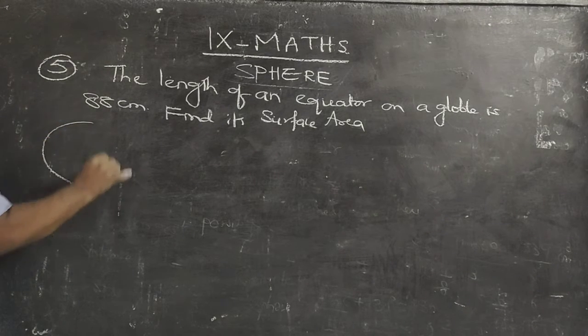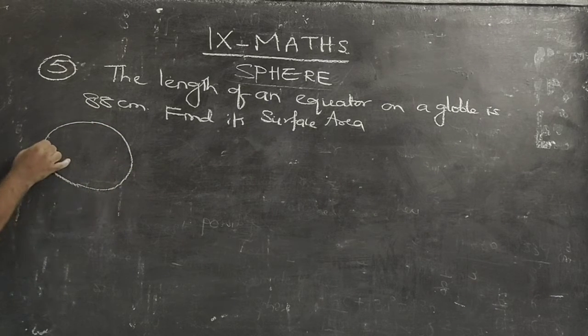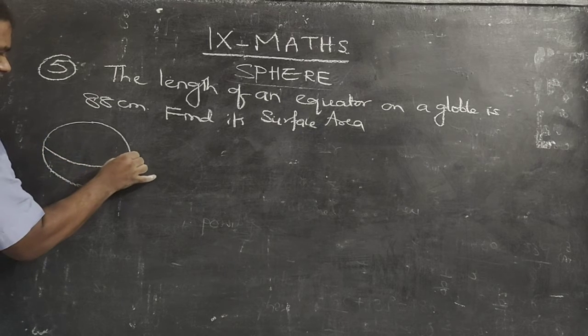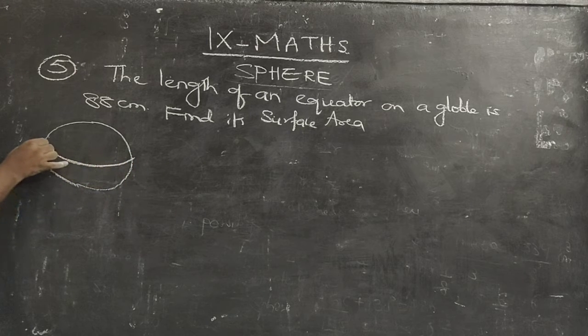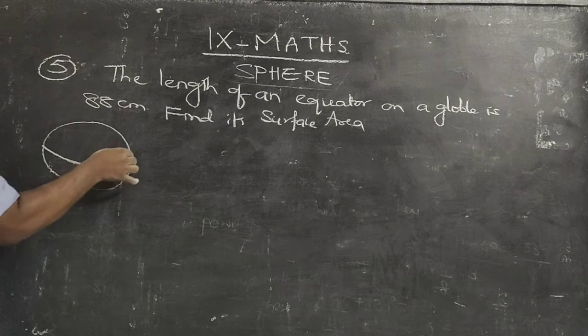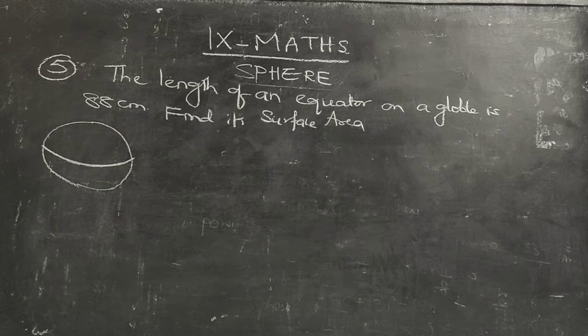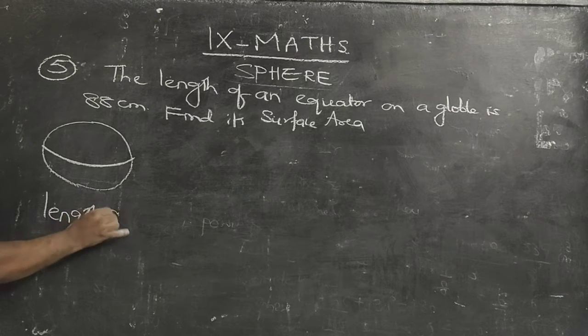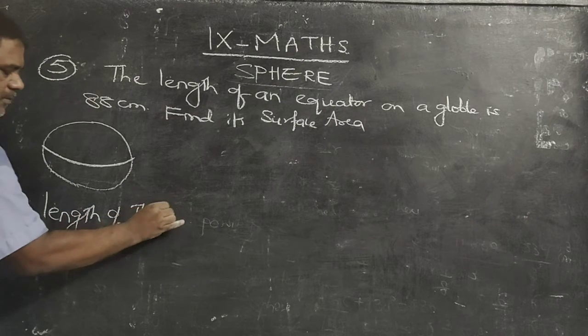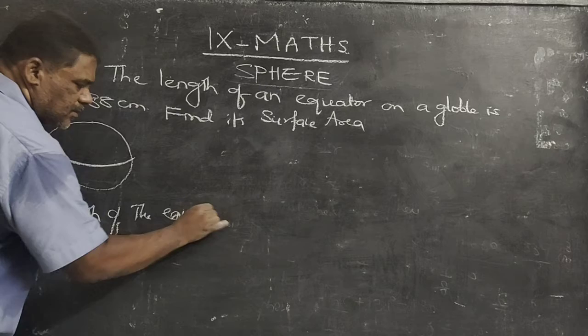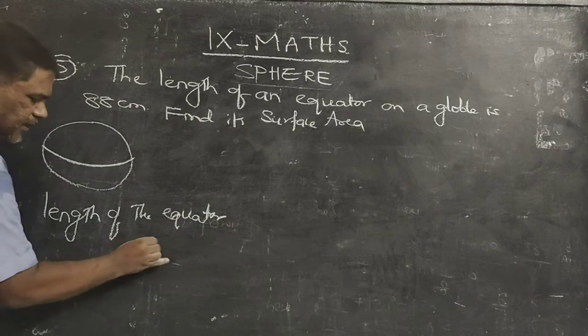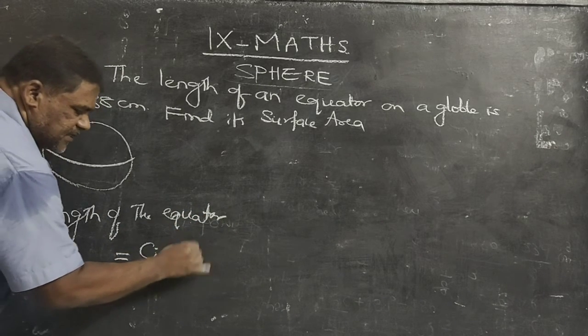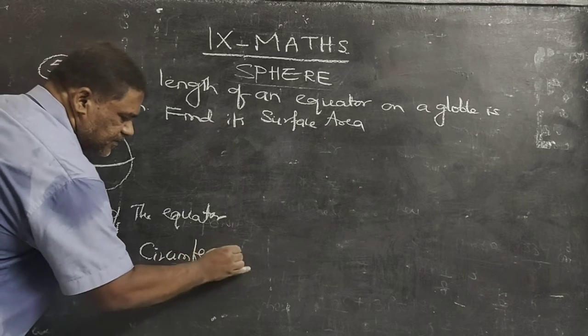So a globe is like a sphere. On this sphere, the equator, the length of the equator is nothing but, it is in the form of a circle. So its length is nothing but the length of the circle. Length of the circle we call as the circumference of the circle. So the length of the equator is equal to the length of the circle. We call it the circumference of the circle.